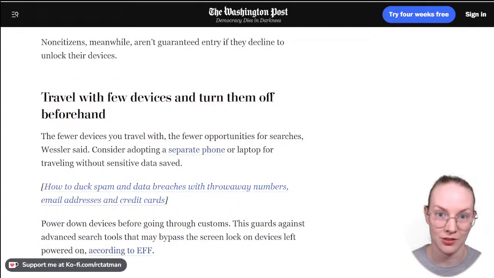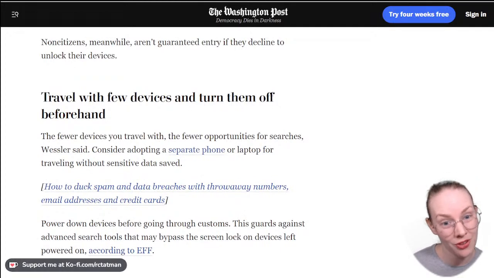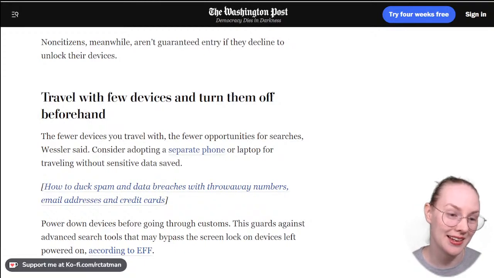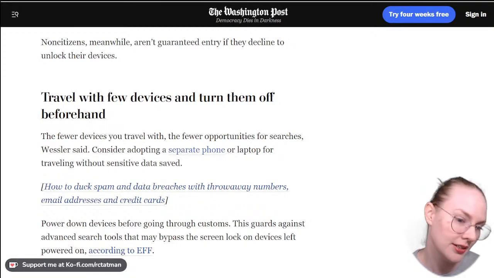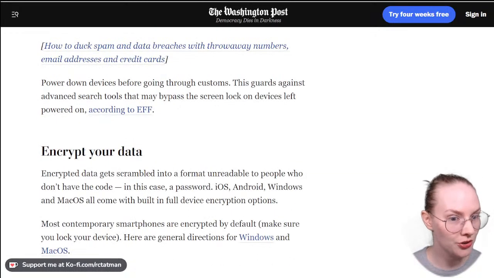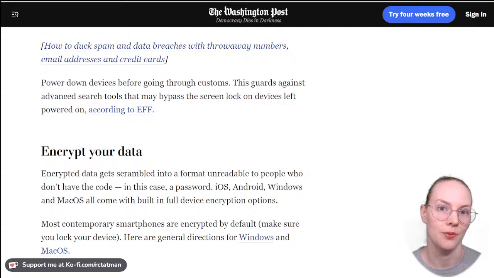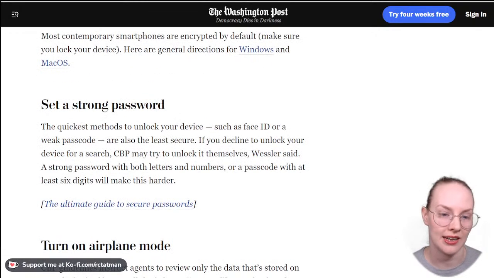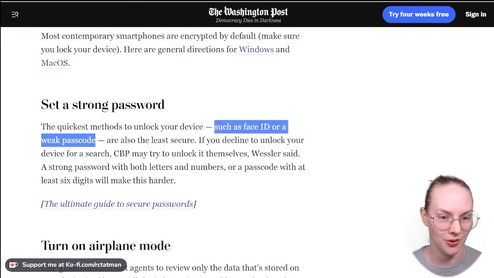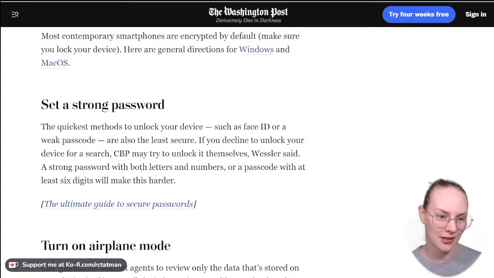Don't take a lot of devices with you. Maybe you have a travel phone, which is, again, kind of wild, but might be the thing that will best protect your data. Power down your devices. This guards against advanced search tools that may bypass the screen lock on devices left powered on. So before you go through customs, completely turn off your phone, completely turn off everything, encrypt your data, and set a strong password. Don't use Face ID or a weak passcode.